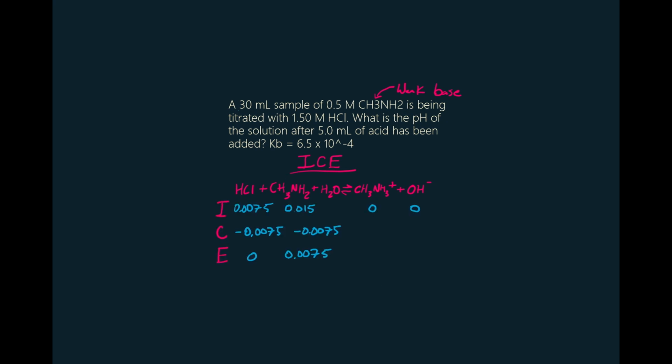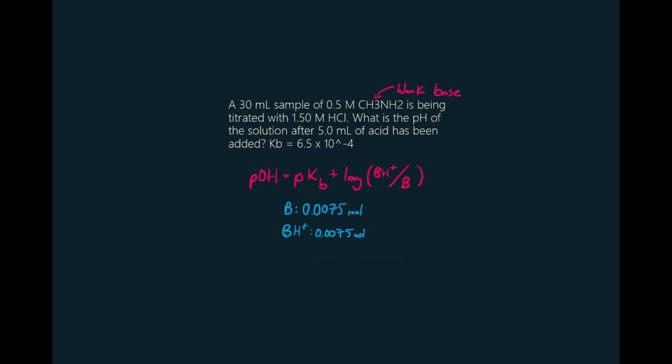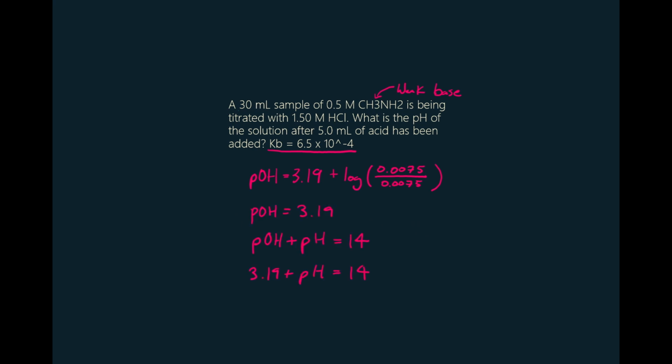The strong acid will completely react with the weak base, so both will go down by 0.0075 moles. And whatever we subtract on one side, we add on the other. These are the ending moles of our weak base, the conjugate acid, the BH, and our OH, which we won't use, so we can ignore it for now. Now we can plug these values into our modified HH equation, like so. And since we have the Kb, to convert it to pKb, we'll just take the negative log of it, which gets us 3.19, and now we can just solve for the pOH, which gets us this. And to get to pH, we'll subtract our answer from 14 and get our pH.